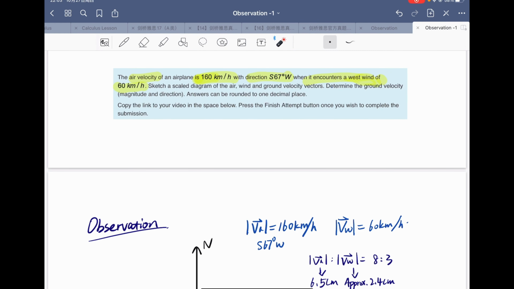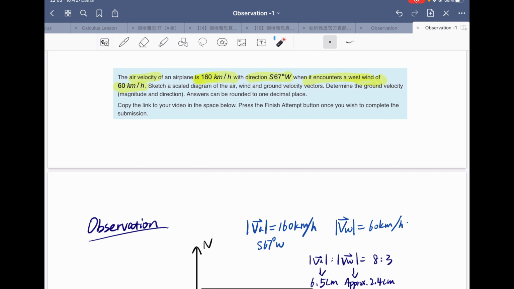First I'm going to read through the whole question and get the information. After I read the question, I found out that the air velocity of the plane is 160 kilometers per hour with direction south 67 degrees to west. So I use vector VA to represent the air velocity and its magnitude should be 160 kilometers per hour.